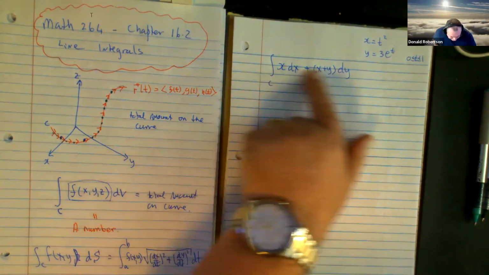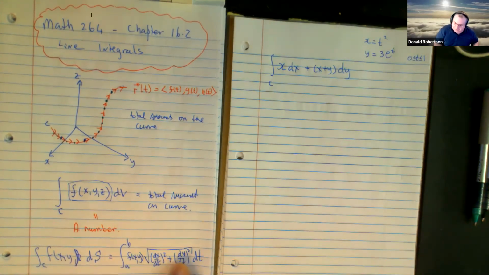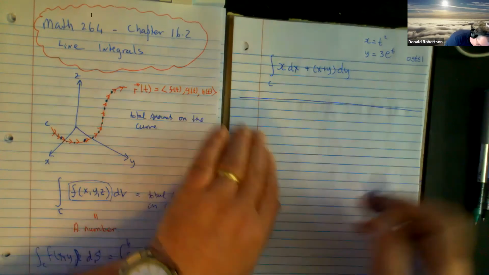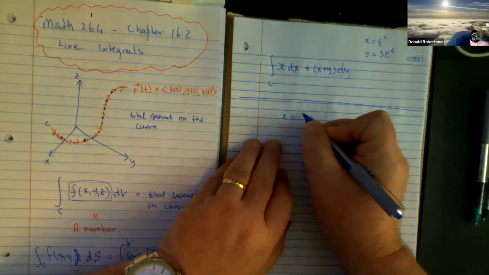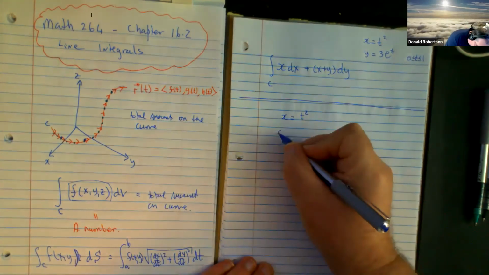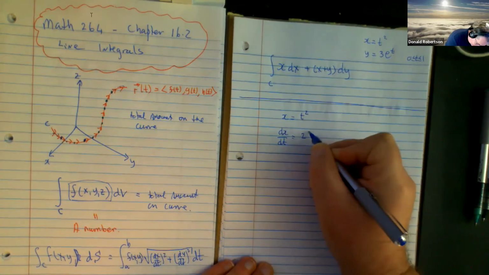Now, in these situations, you really don't have a formula to work by. You have to do things a little bit differently. So I'll show you what's going to happen. Got a little line here. I know that x is equal to t squared. They told me that. I also know what dx by dt is. I want it to be 2t.